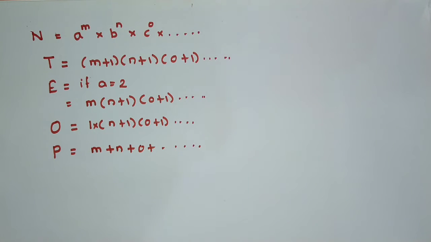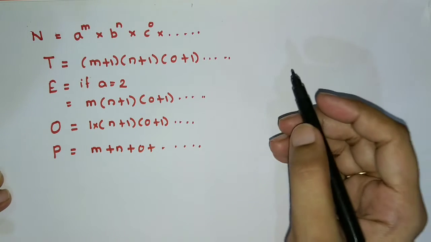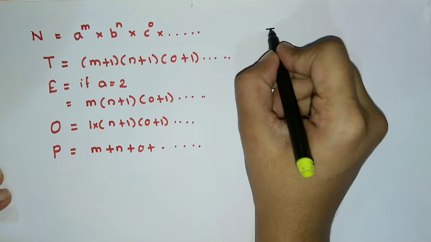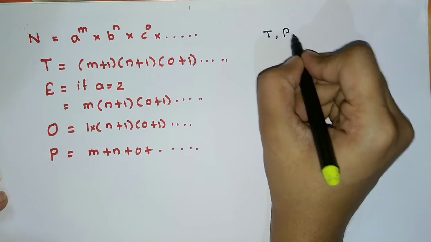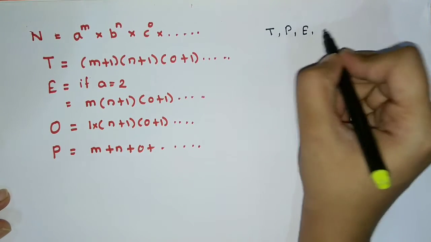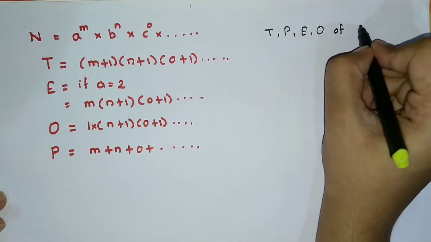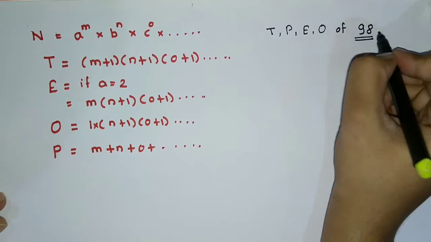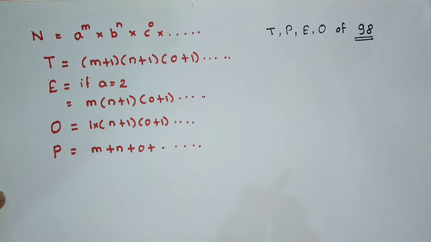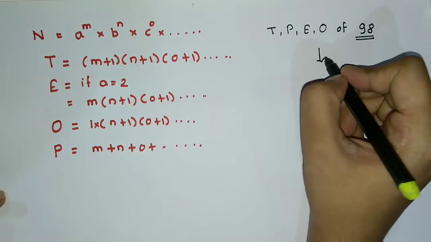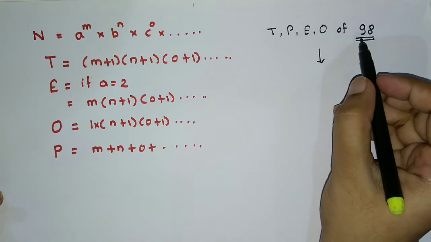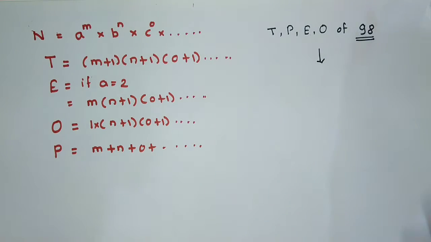Okay. Now here I will give you one example. Find the total number of factors, prime factors, even number of factors and odd number of factors of 98. Just solve this example and drop the answers in the comment box below. Okay. We will get to this question in the next part, that is part 4.